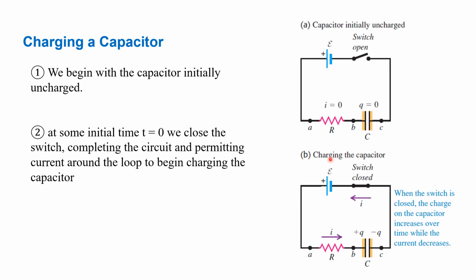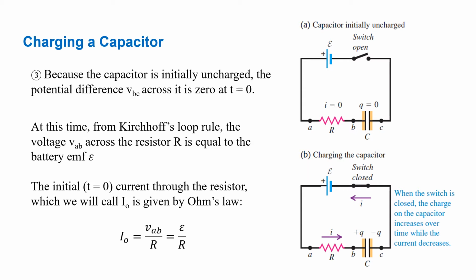So the circuit will now be like this, completing the circuit and permitting current around the loop to begin the charging process. So when the switch is closed, the charge on the capacitor increases over time while the current decreases. Because the capacitor is initially uncharged, the potential difference VBC, which is the potential difference across these 2 points here, or the potential difference across your capacitor, is 0 at time equals 0. So again, the moment you close the switch at time equals 0, the voltage VBC in your capacitor is 0 because the capacitor is initially uncharged.